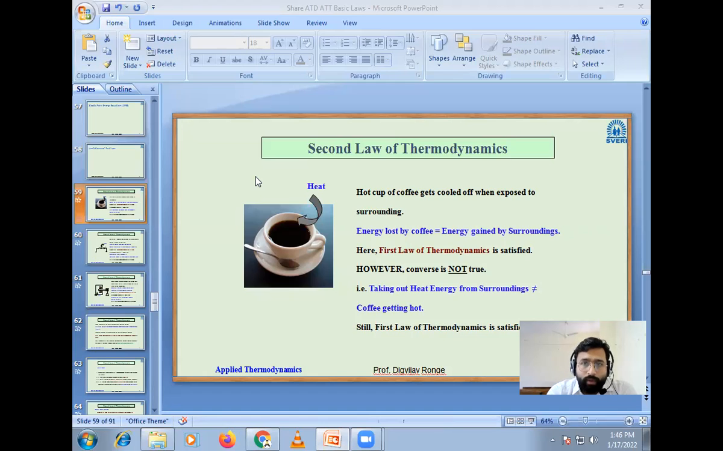So by the first law, for that machine, what will be the efficiency of the machine? 50 divided by 50, 1 means 100%. The efficiency of that machine will be 100%. The first law is satisfied. But in actuality it does not happen.